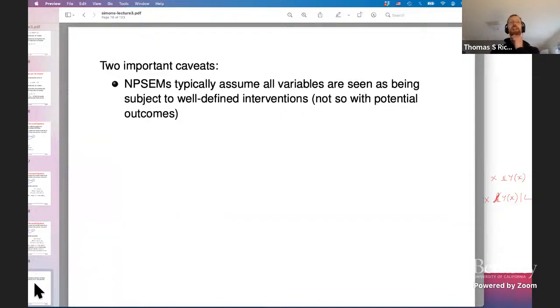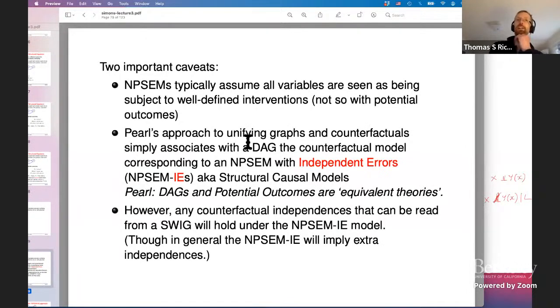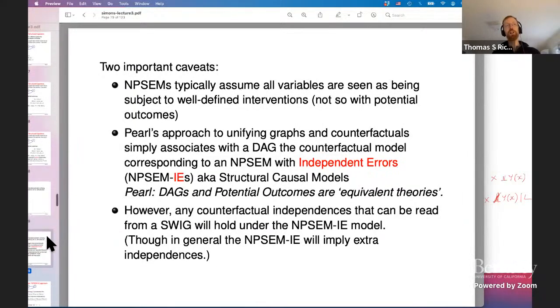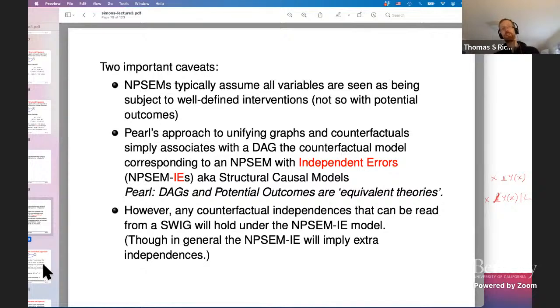So Pearl has often said that structural equation models and potential outcomes are equivalent theories. They are. That's true, but the issue is that usually when people put down non-parametric structural equation models, they tend to assume that errors are independent. So if you say that there's no confounding, then people will typically make the error terms independent. And the point is that the assumption of independence of errors corresponds to making a lot of cross-world and hence untestable counterfactual independence assumptions.